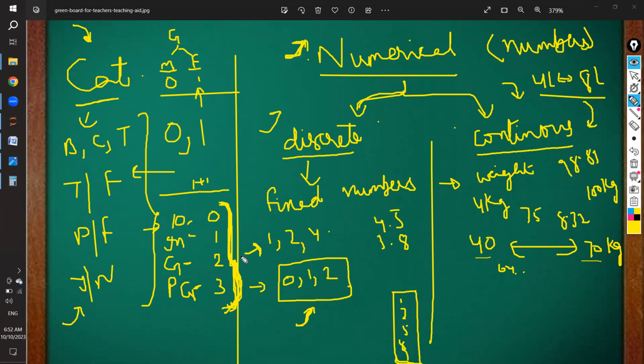Yeah, so doubts? Any doubts? Is this clear? Numerical and categorical. It should be very clear actually. Or else, any doubts? No, Santosh. Okay, great, fine.